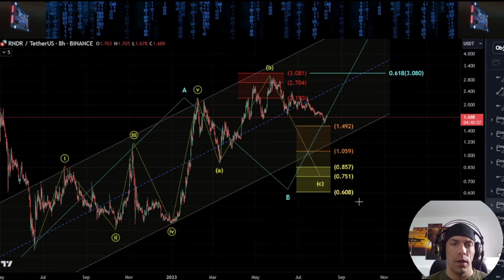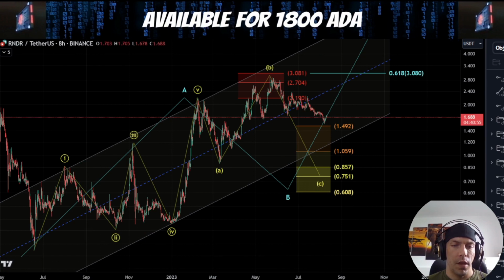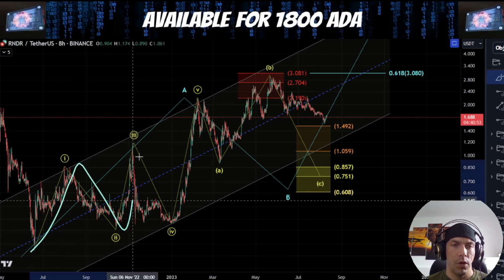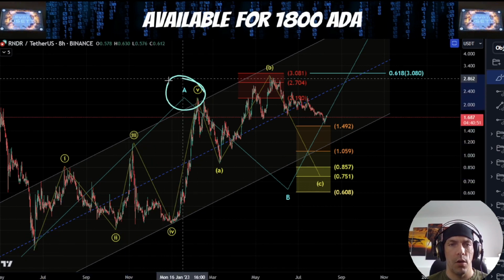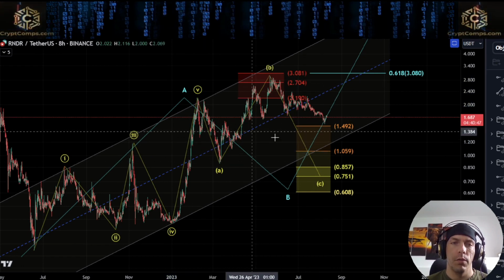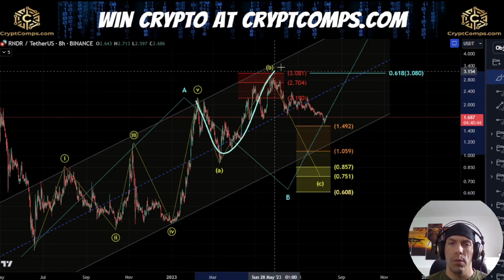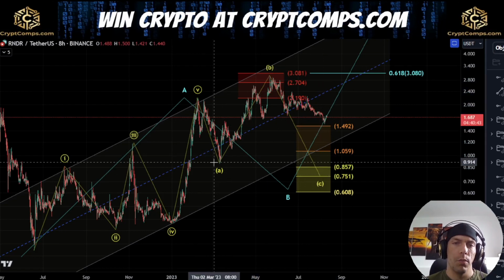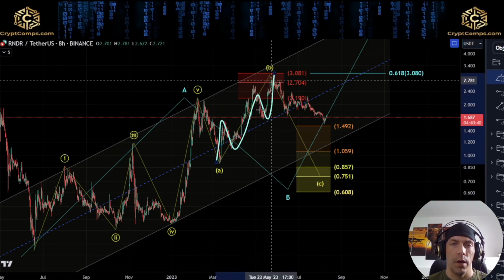Now, if we are looking at this as a diagonal, what we'd be saying here is that internally we have this as 1, 2, 3, 4, and 5. So this would be our A wave or wave 1. Now, if this is the case, what we'd then be looking for would be the potential that we could still be looking for a bigger corrective move. The problem is this does count quite nicely as a five-wave move here.